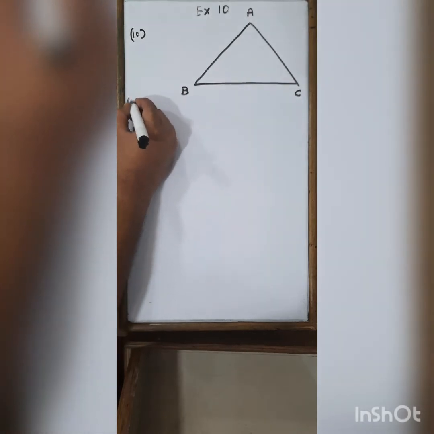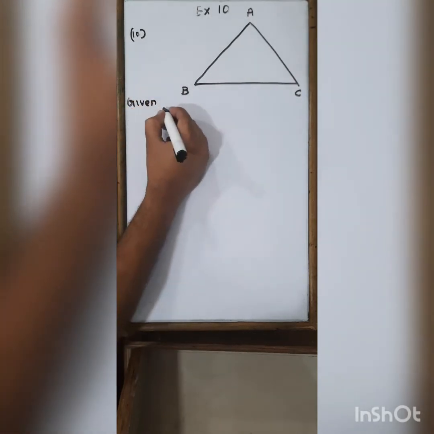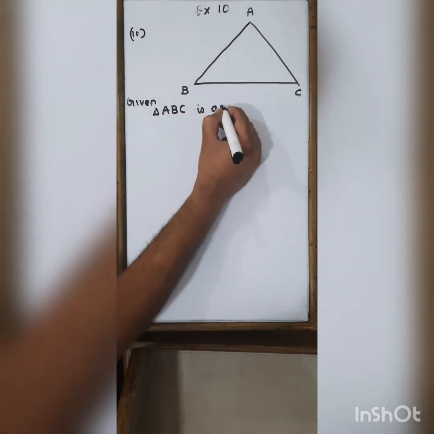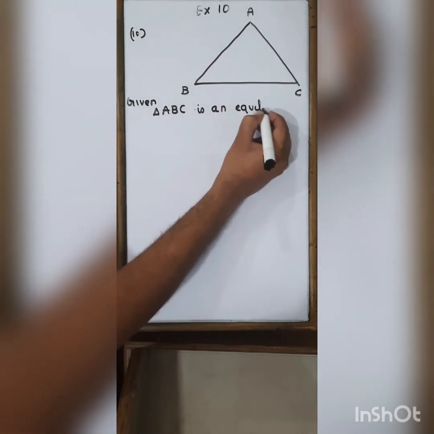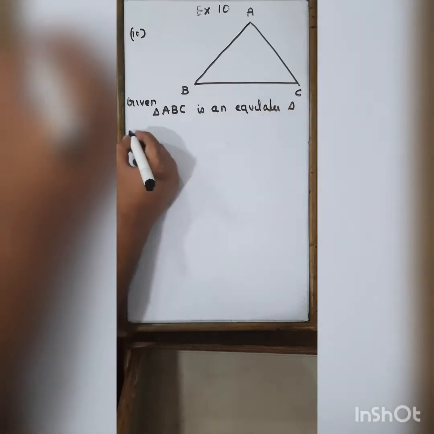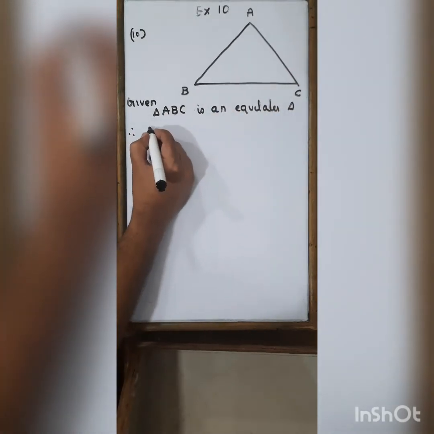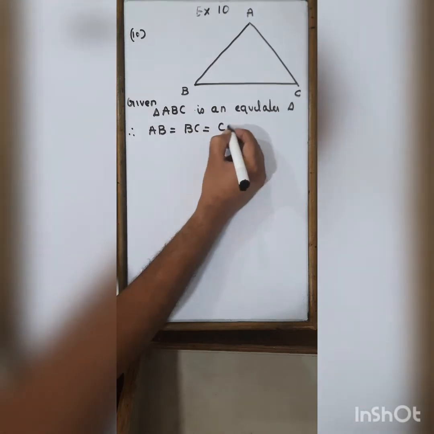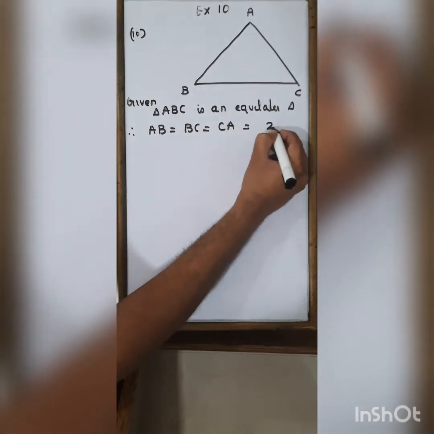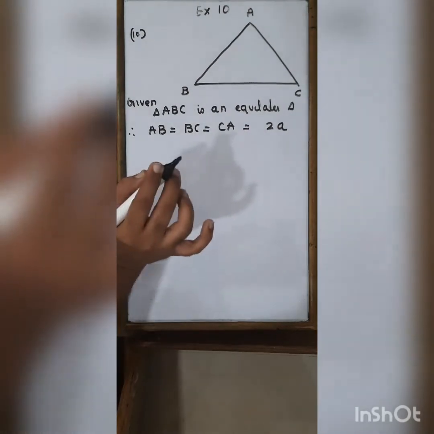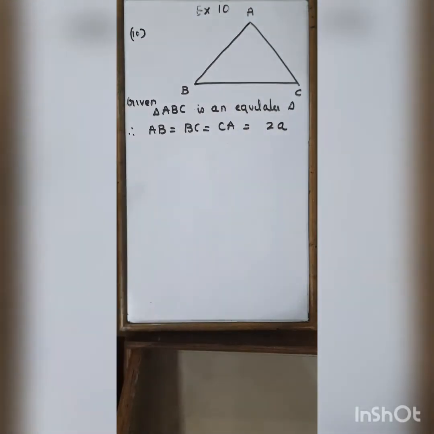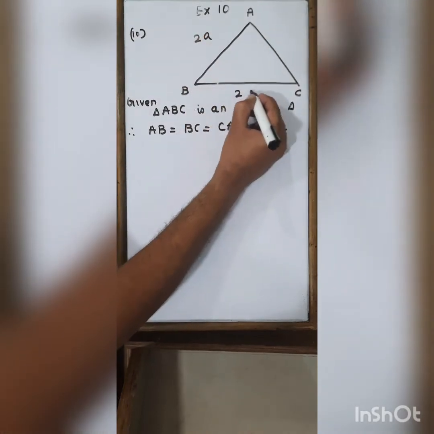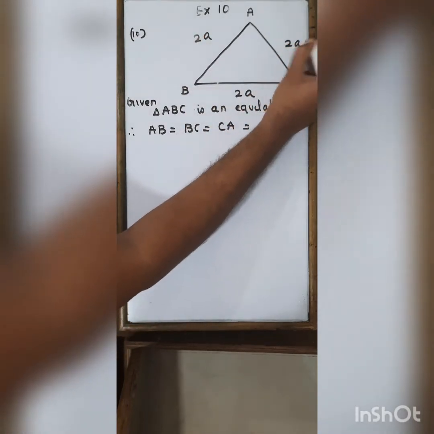So given ABC is an equilateral triangle. Therefore, AB is equal to BC is equal to CA is equal to, I'll take it as 2A. So in midpoint theorem, you will take the sides as 2 times. So this becomes 2A, this becomes 2A and this becomes 2A.